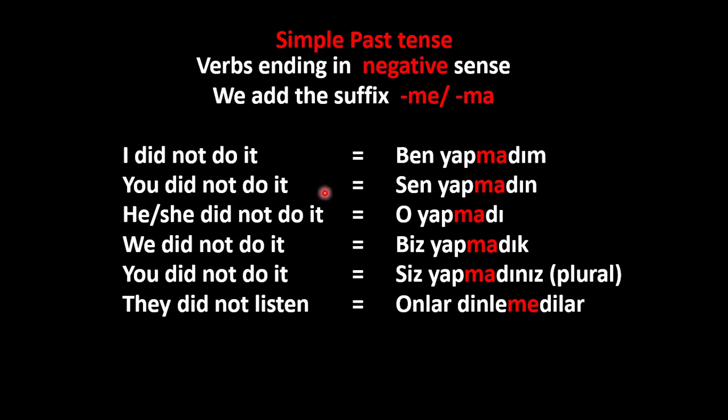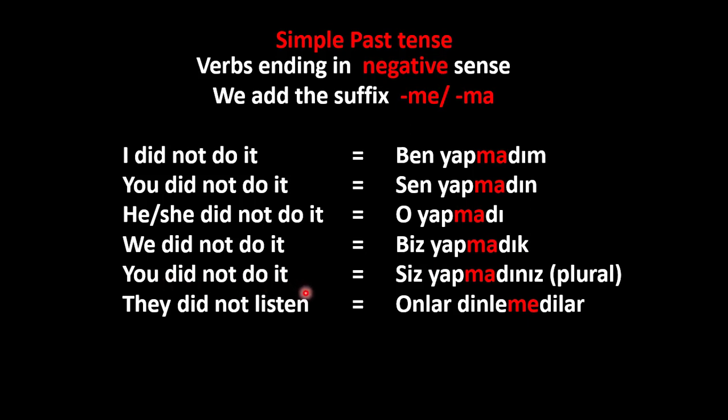Next, you did not do it. Sen yapmadın. So here the same thing, just that the person ending or suffix changes to reflect the you. He or she did not do it. O yapmadı. Okay, here we didn't add anything. We did not do it. Biz yapmadık. Okay, so I'm sure by now you understand the logic. Yap, the stem; ma, the negative; d is the past tense; and k the person, in this case for biz, or we.